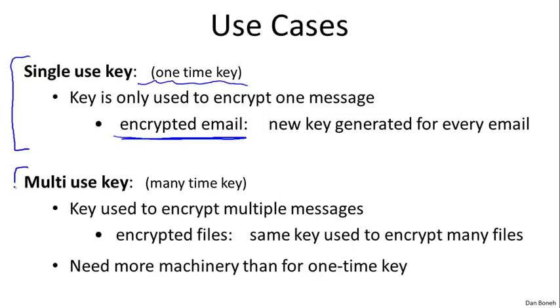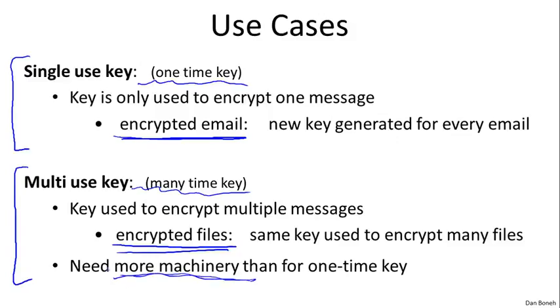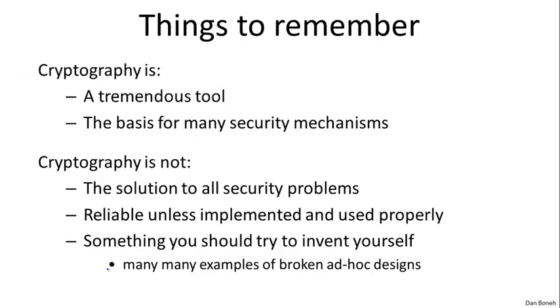Now, there are many cases where keys need to be used to encrypt multiple messages. We call these many-time keys. For example, when you encrypt files in a file system, the same key is used to encrypt many, many different files. And if the key is going to be used to encrypt multiple messages, we need a little bit more machinery to make sure that the encryption system is secure. After we talk about one-time keys, we'll talk about encryption modes that are specifically designed for many-time keys, and we'll see that there are a couple more steps that need to be taken to ensure security in those cases.